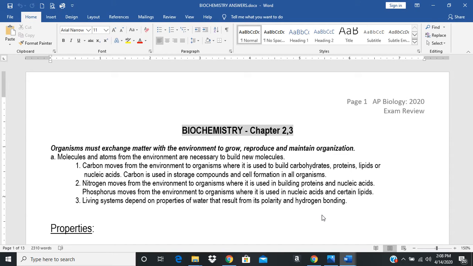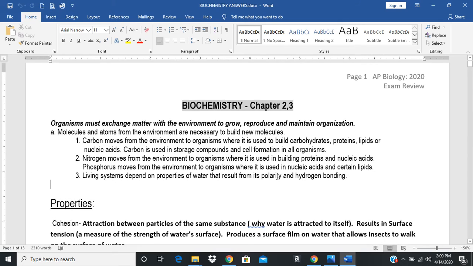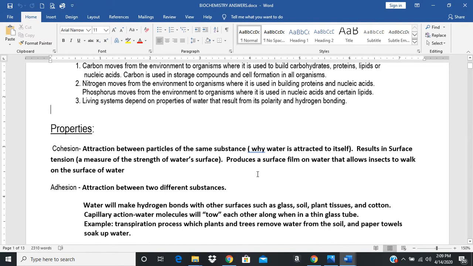and we know that the properties of water result from it being polar. Right. The oxygen has a high electronegativity, and that contributes to the polarity of water. And water being polar allows it to hydrogen bond. And that hydrogen bonding contributes to these properties that water has. Two of the big ones are cohesion and adhesion, right?